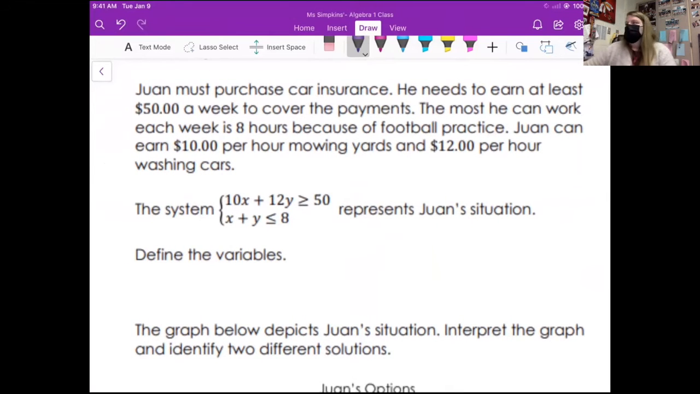Digital students, if you have your Algebra Nation book, keep Desmos open because we're still going to use it though. And then you need to be on page 117.